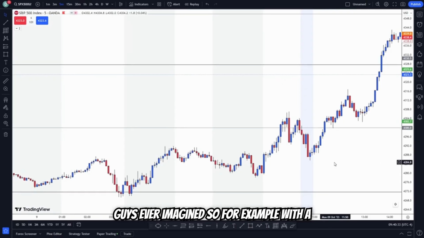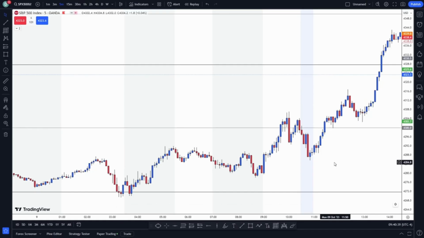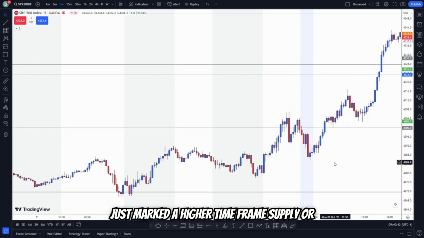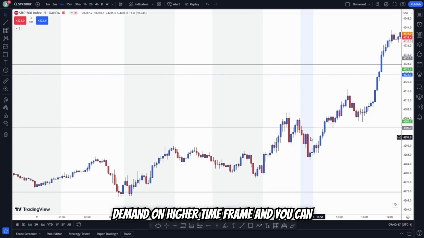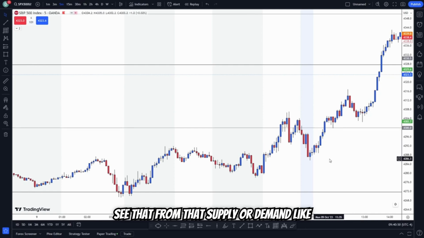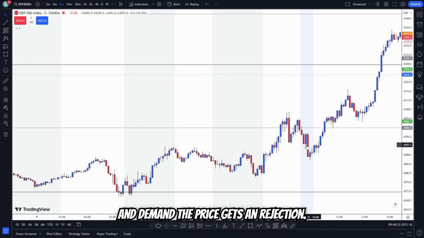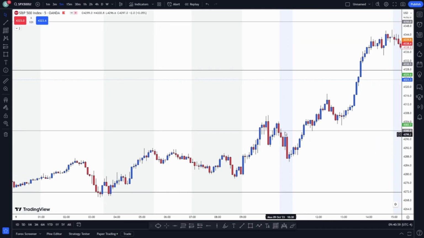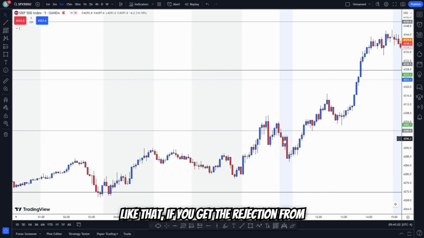Have you guys ever imagined? For example, with the simplest strategy, you just mark a higher time frame supply or demand, okay? You just mark supply and demand on the higher time frame, and you can see that from that supply or demand, from a retail perspective, the price gets a rejection. If you get a rejection from here, it will go back up, because it's a small rejection.